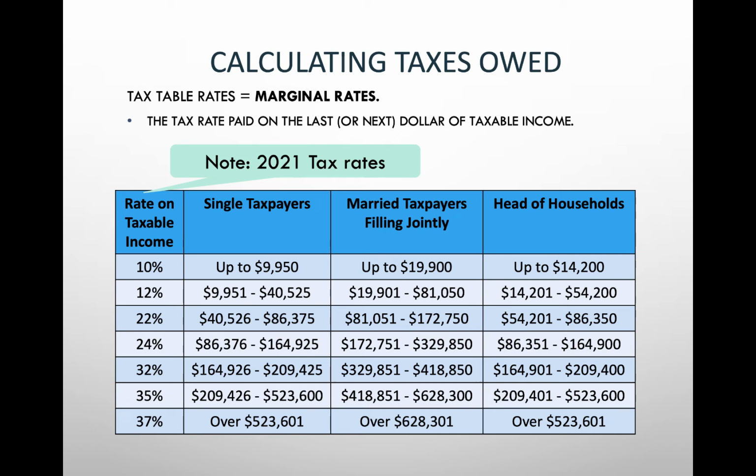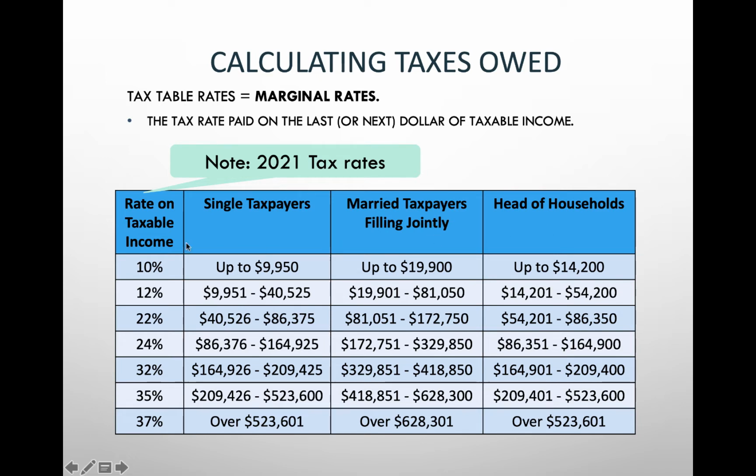In this video, I'll show you how we calculate taxes owed to the federal government. Recall you watched a video on how tax brackets work. These tax brackets use a marginal tax rate, meaning the amount of additional tax paid for every additional dollar earned as income. Here you have the 2021 tax rates, and you can see we have three options: single taxpayers, married taxpayers filing jointly, and head of households.